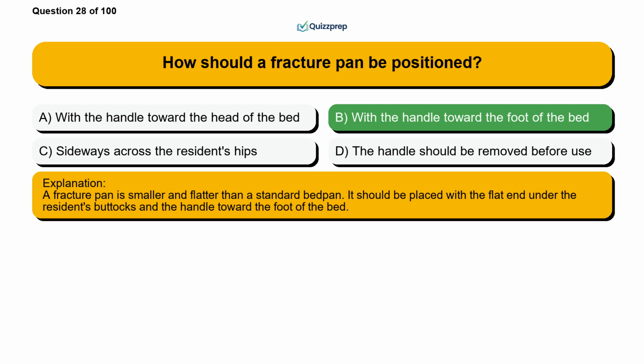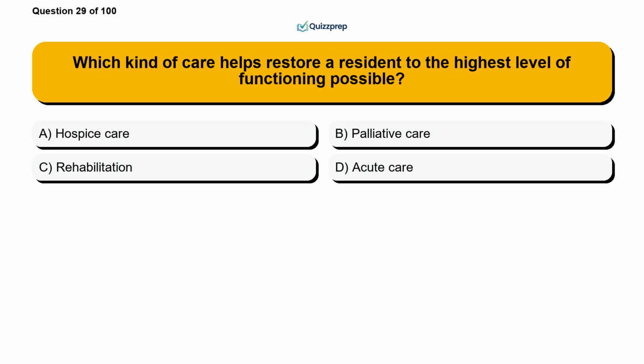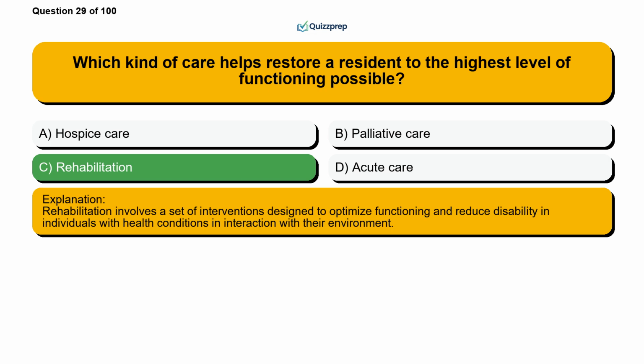Question 29. Which kind of care helps restore a resident to the highest level of functioning possible? Option A, hospice care. Option B, palliative care. Option C, rehabilitation. Option D, acute care. The correct answer is option C, rehabilitation. Rehabilitation involves a set of interventions designed to optimize functioning and reduce disability in individuals with health conditions in interaction with their environment.